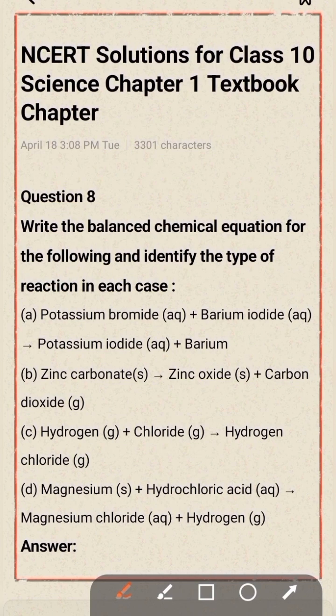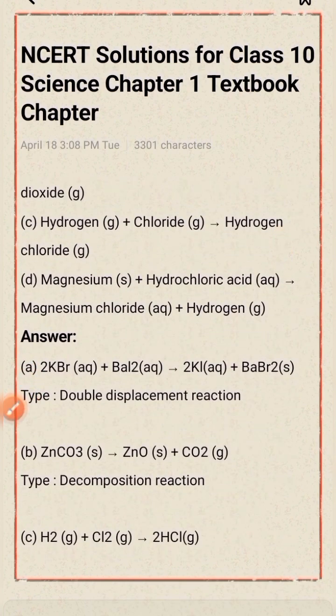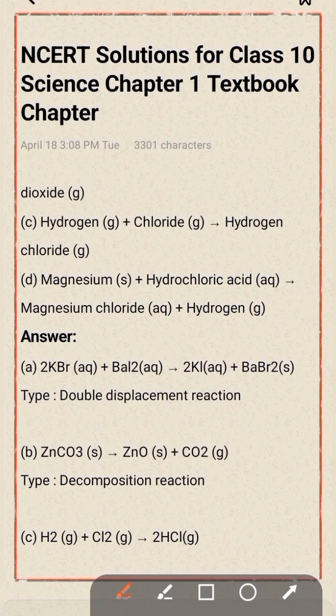Write the balanced chemical equation for the following and identify the type of reaction in each case. Potassium bromide and barium iodide, that is product form potassium iodide and barium bromide. That is a type of reaction, double displacement reaction. Br and I change places, that is double displacement.